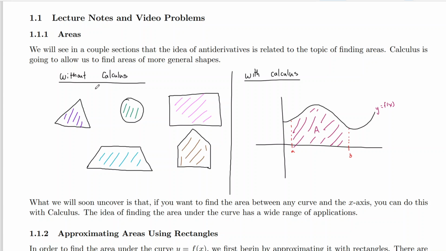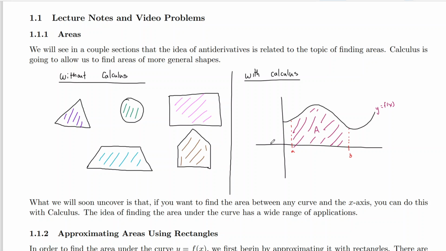So over here on the left, I just have a whole bunch of shapes that you know how to find the area for without calculus. This is a triangle, we have a circle, a rectangle, trapezoid, and a pentagon. Now you might not know the bottom two area formulas off the top of your head, and if you don't, that's perfectly reasonable because I don't either, but they exist. And the point is you don't need calculus at all to do them. You only need that area formula, pretty much the length, the width, the radius, whatever shape you're talking about.